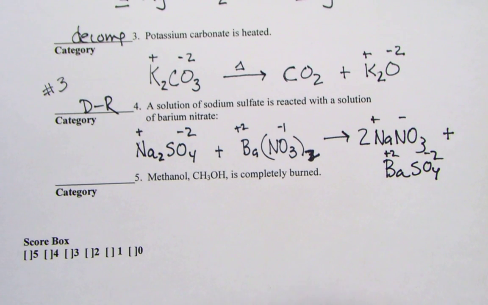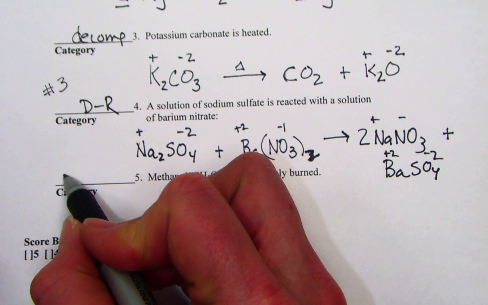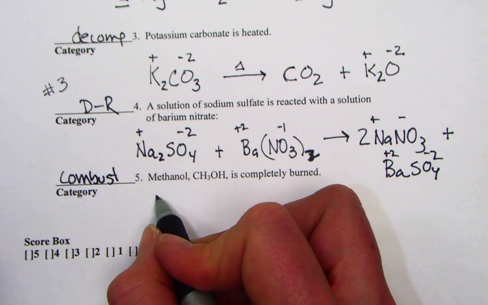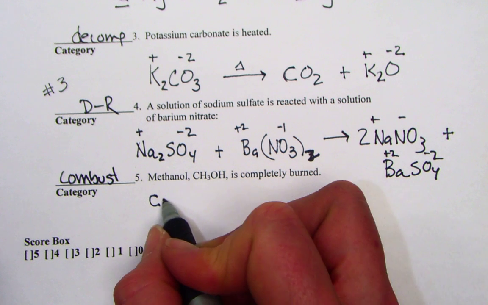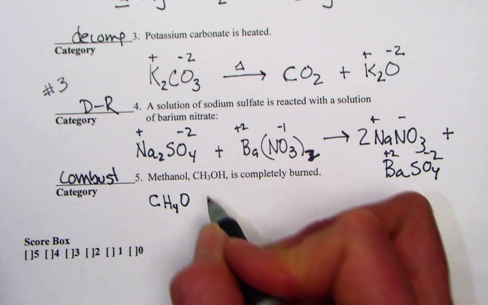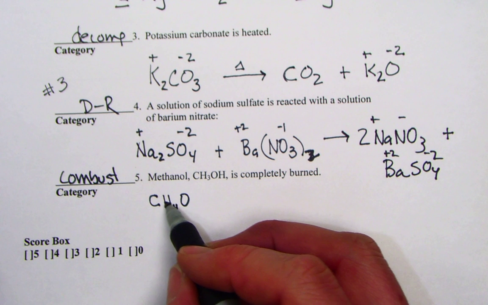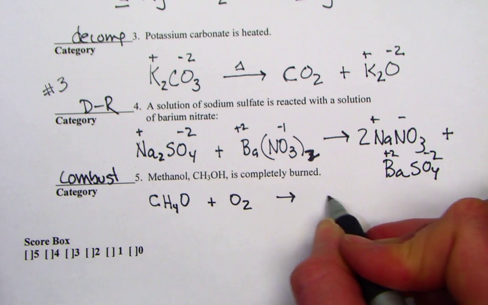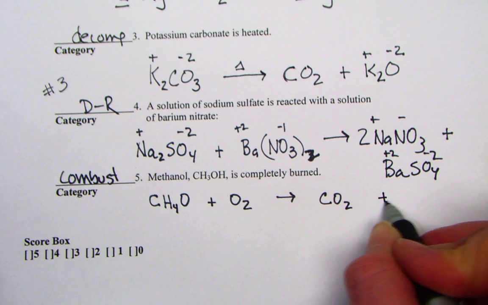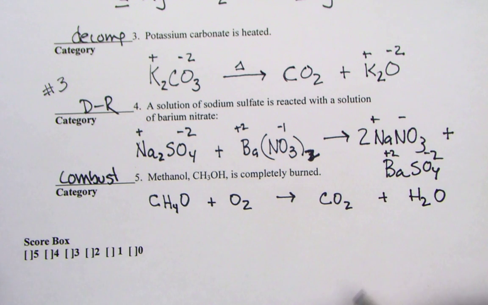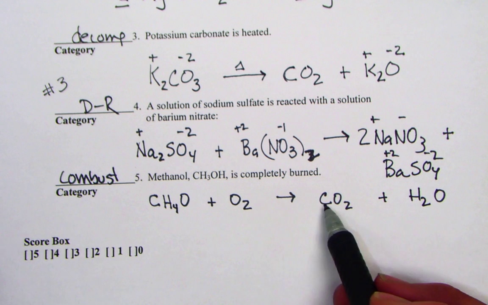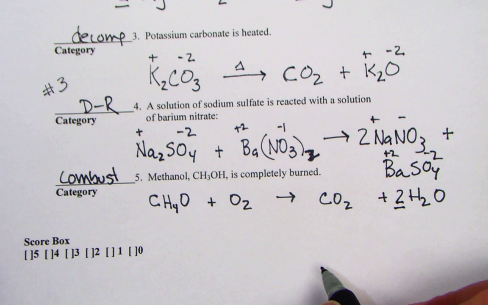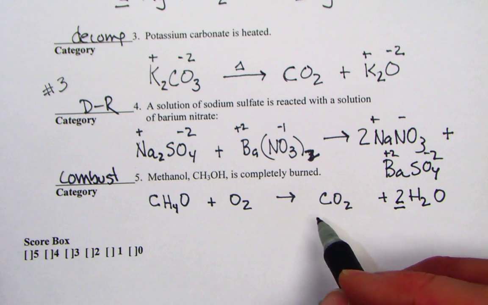In our last category, we are burning a hydrocarbon. This looks like our combustion pattern. Methanol, who could be written CH3OH, but I'll combine my like elements to make balancing easier. CH4O. Burning completely says add oxygen, form carbon dioxide, and water. 1 carbon, 4 hydrogen, so I'll double the water. Remember the C's, then H's, then O's.